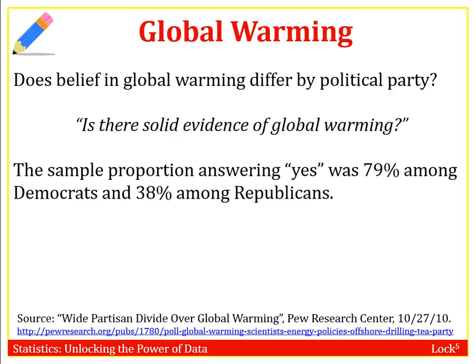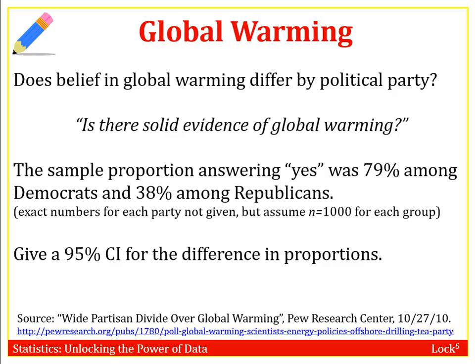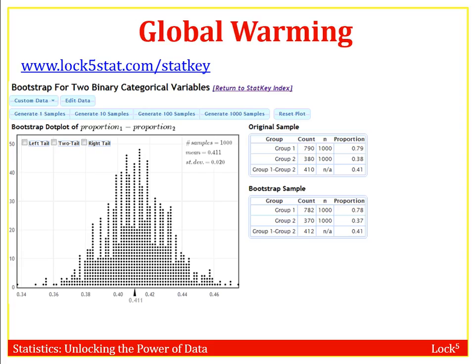Does it make a difference if you're a Democrat or a Republican? Well, in this case, we could go ahead and do a difference in proportions, and we could do a 95% confidence interval for that. So let's consider that situation. We would go to StatKey, go to the middle column, which is confidence intervals, and go down to difference in proportions.